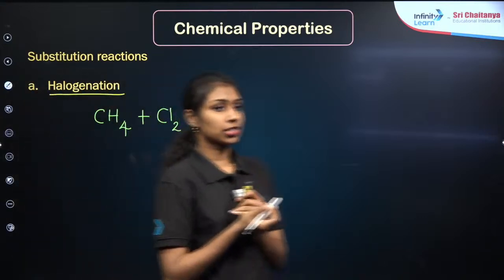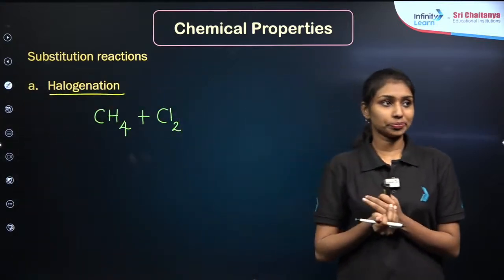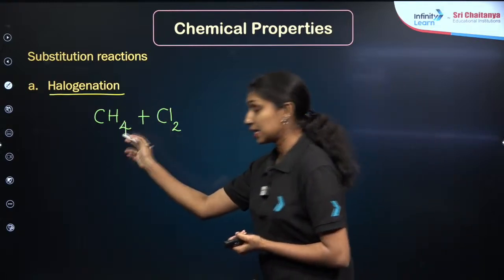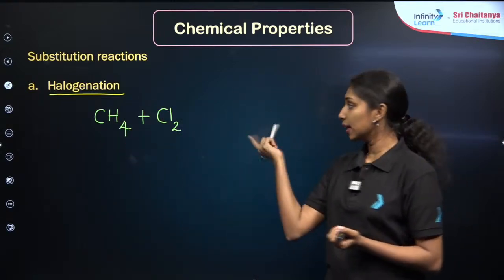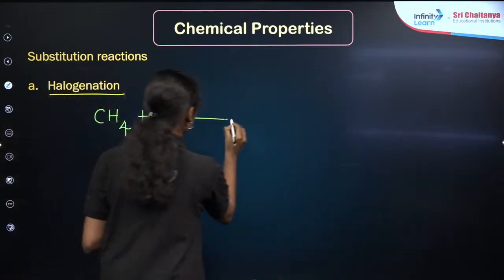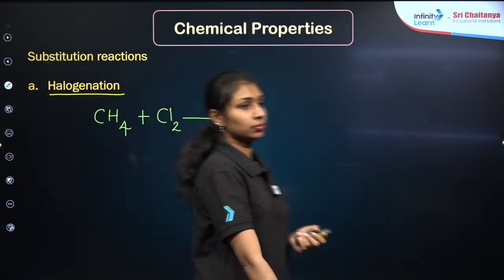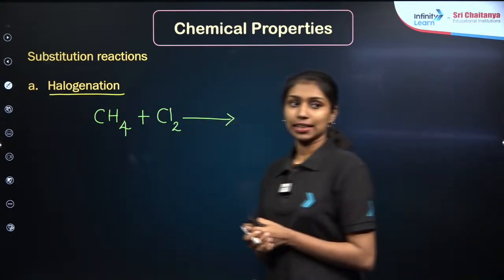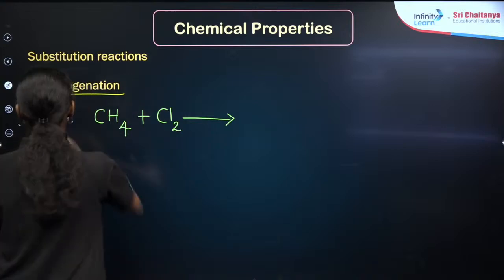What may be the products? Any idea? I have already mentioned that there will be a substitution happening. Any of the hydrogen atoms present in the methane will be substituted by the chlorine. Then what will be the products? CHCl3 or CH3Cl?